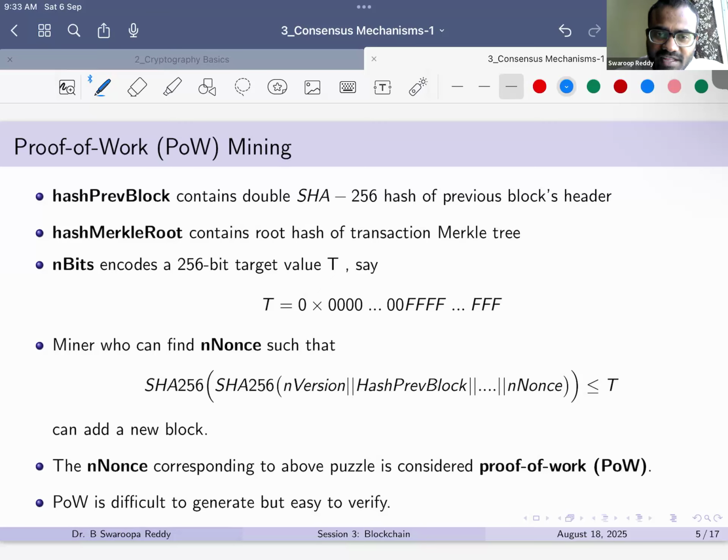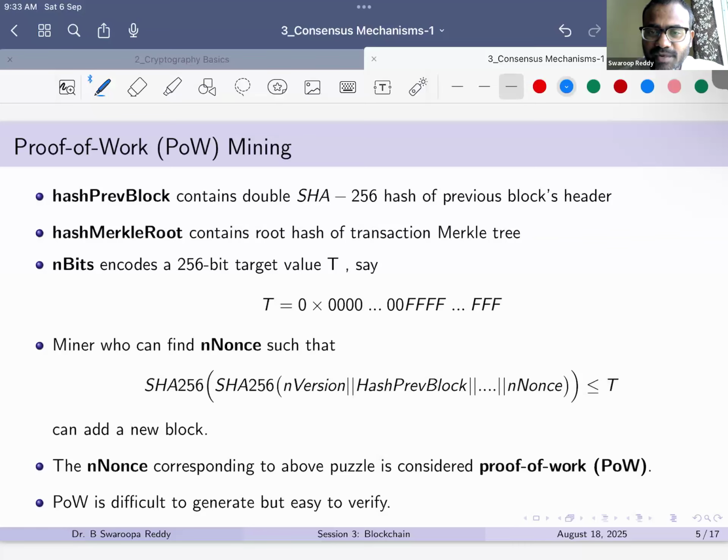So, we have another field called the n bits. This n bits is a target value. This target value is a 256-bit value. We have already seen in the previous session how binary or decimal is converted into hexadecimal. So this is a big number, which is called a 256-bit number.